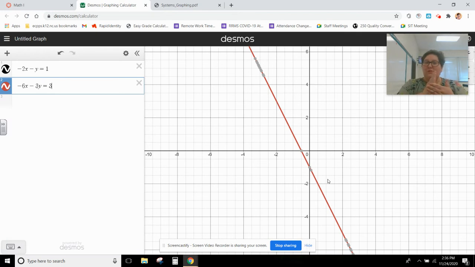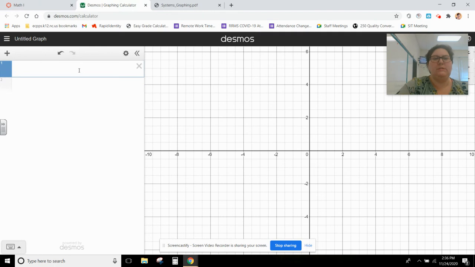If you graph two lines, a system of equations, and you get the same exact line, you have an infinite number of solutions. That means every point that's on those two lines makes that system true. Okay, so if it's the same line, you have an infinite number of solutions.